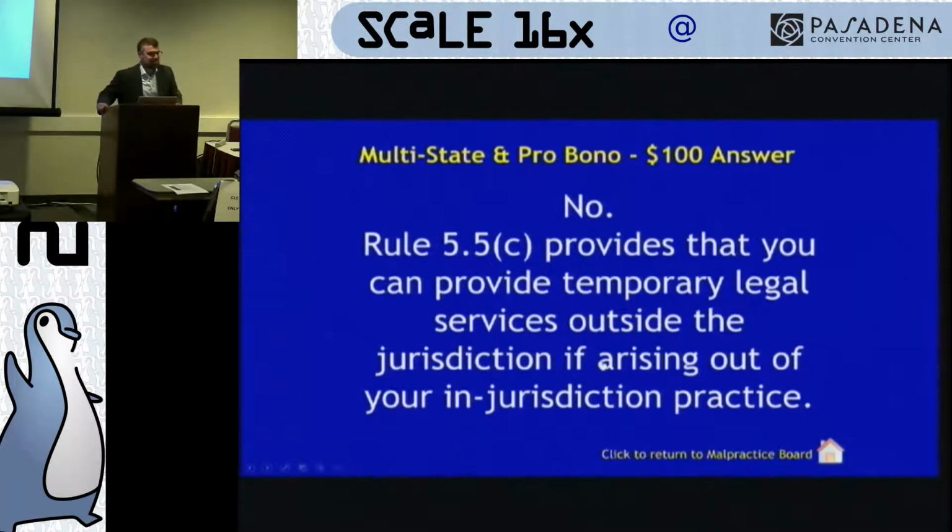So that's essentially the right answer. Rule 5.5(c) provides that you can provide temporary legal services outside of the jurisdiction if it arises in your in-jurisdiction practice. The developers were all in State A. You're in State A. They're like, hey, let's go meet at a coffee shop in State B or whatever. You meet with them there and you provide legal service. That's definitely arising out of your State A practice, and you're advising them. It may not be very realistic in an open source project setting, but straightforward.